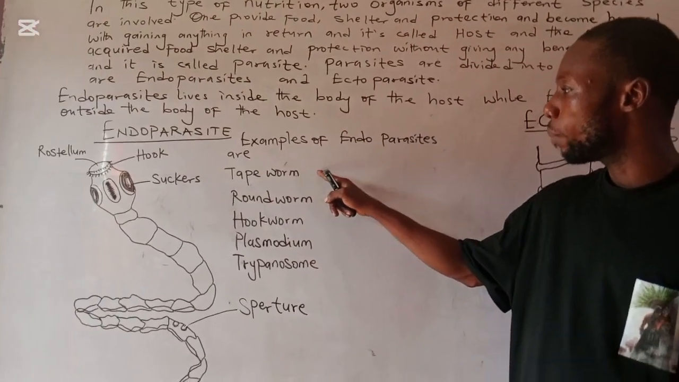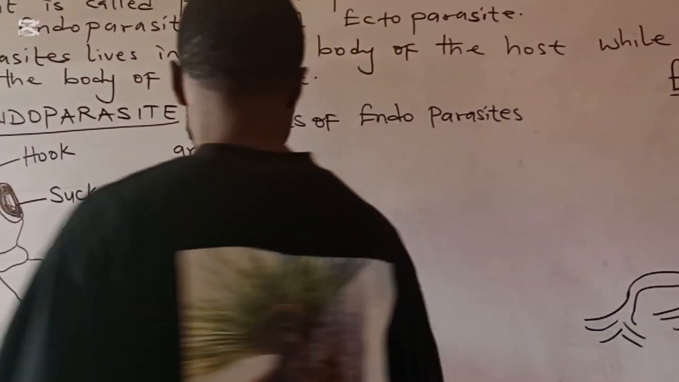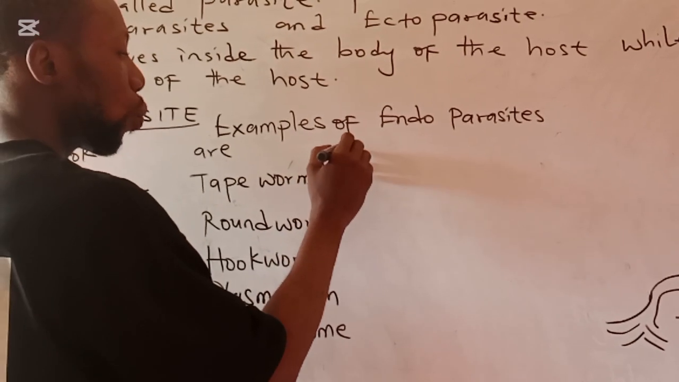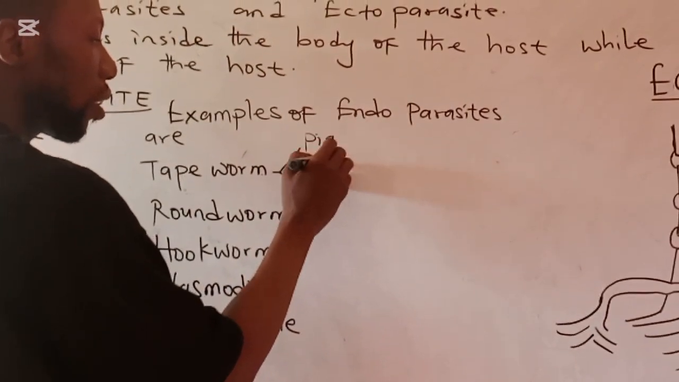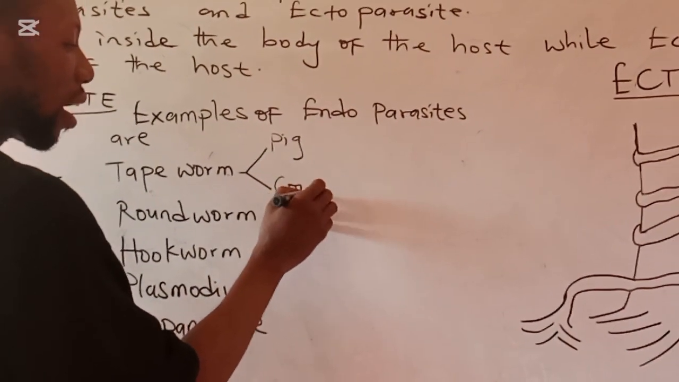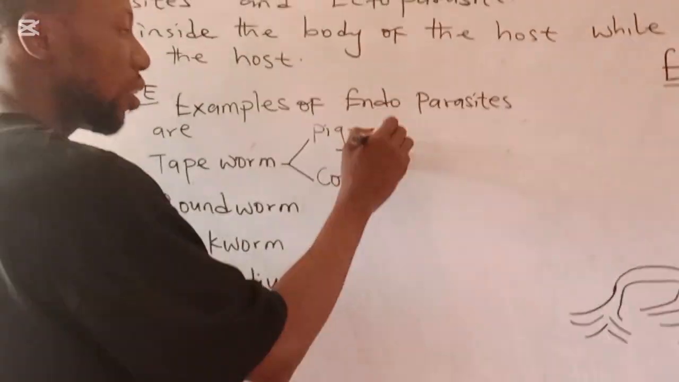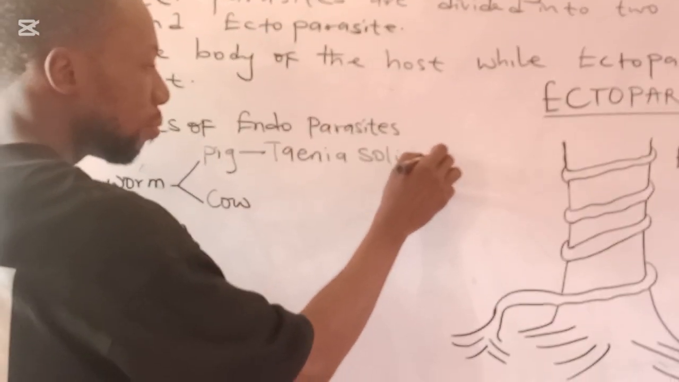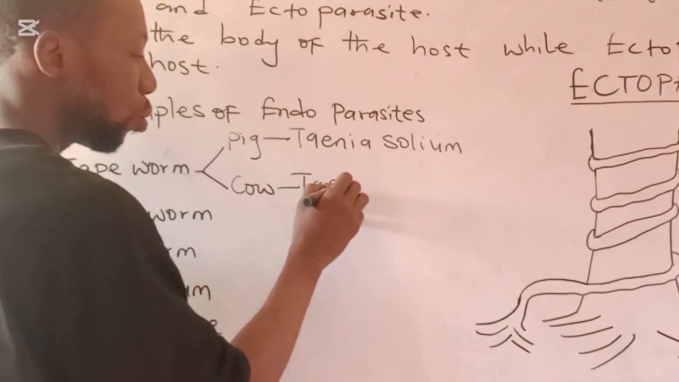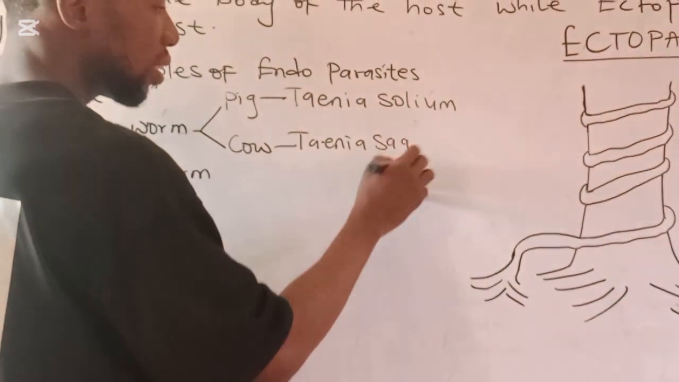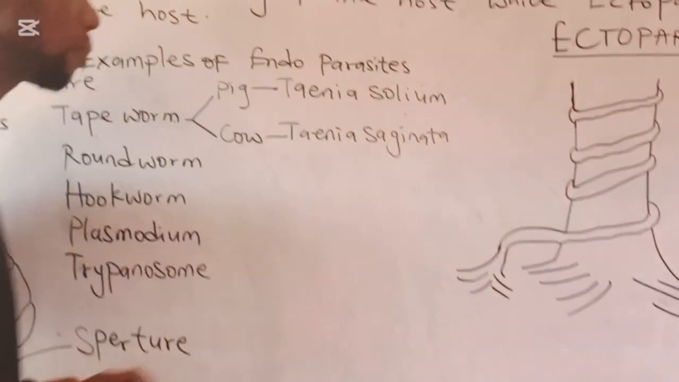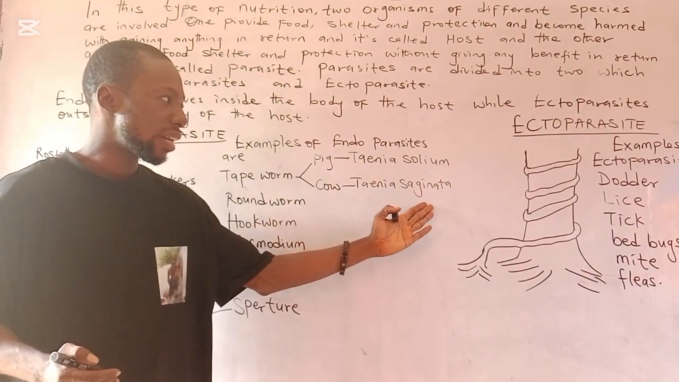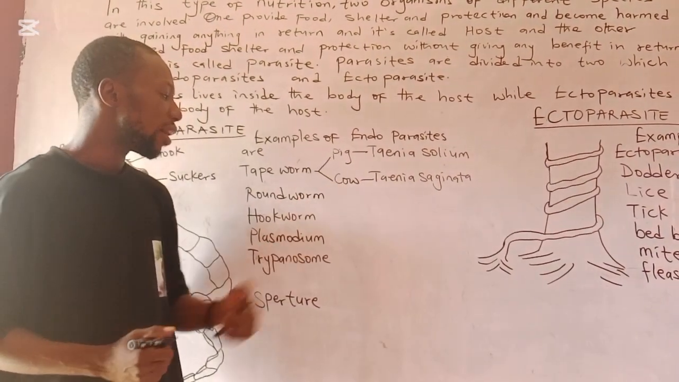Now, examples of endoparasites, the ones that live inside the body of the host, we have here the tapeworm. We have two species of tapeworm. One lives in the pig and the other lives in the cow. The one found in pig is known as Taenia solium. The one found in cow is known as Taenia saginata.